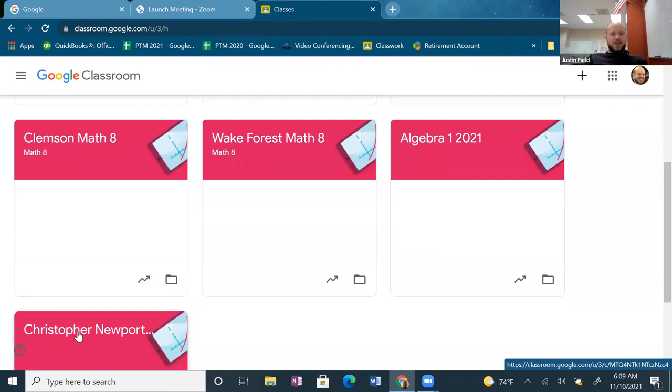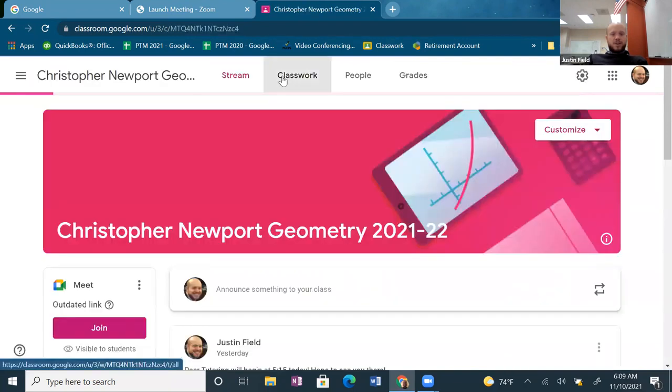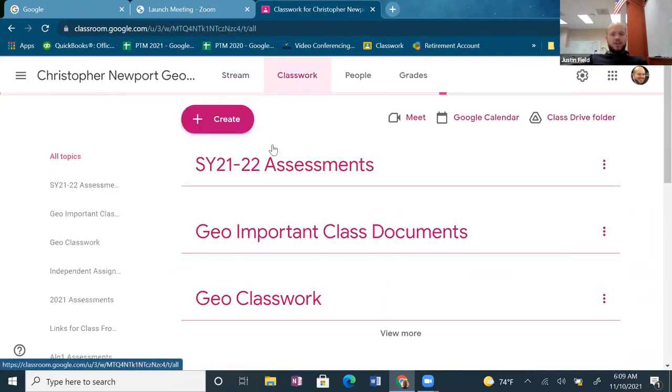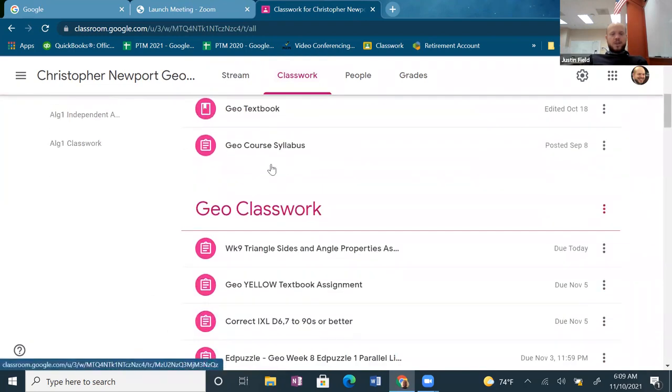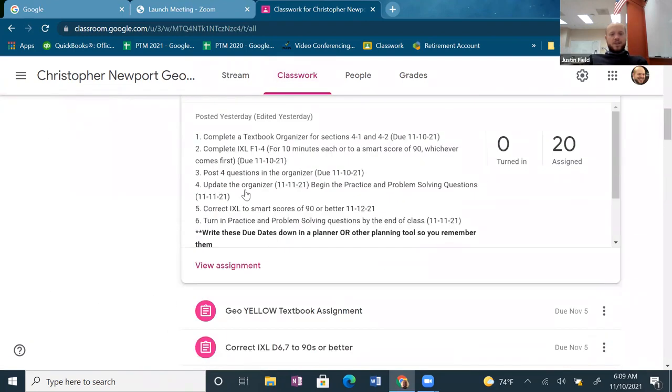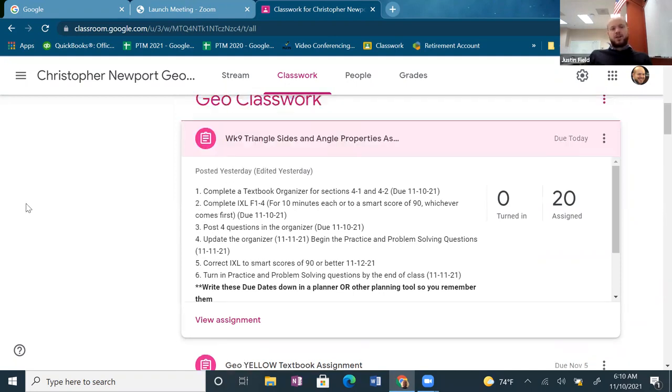All right, so let's find Christopher Newport. And we're going to go to the assignment together. In the second quarter, we're going to have little learning teams. This is something I did with one class last year, and it was a positive change. And I think it will help us foster collaboration. But right now, let's just check and make sure everyone is doing what they're supposed to individually.